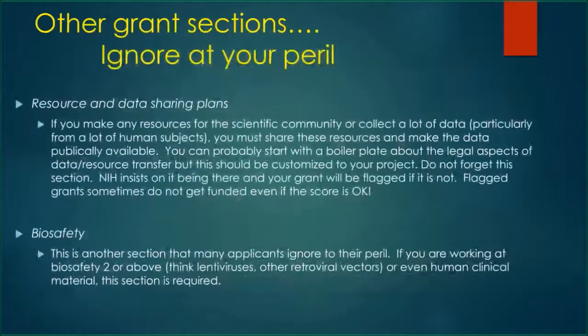Okay. Just a few other things that you're going to have to write. You have to write resource and data sharing plans. So if you have resources for the scientific community, you've made constructs, you've made genetically modified animals, you've created databases, you're obligated, if you receive federal funding, to give them to people in the scientific community. And you have to write a written plan of how you will share that data. Your institution probably has a boilerplate about legal aspects of data sharing and resource transfer, but NIH insists upon it, and anytime you have a large data set, you have to explain how you're going to make the decision of when to share it and when not to share it.